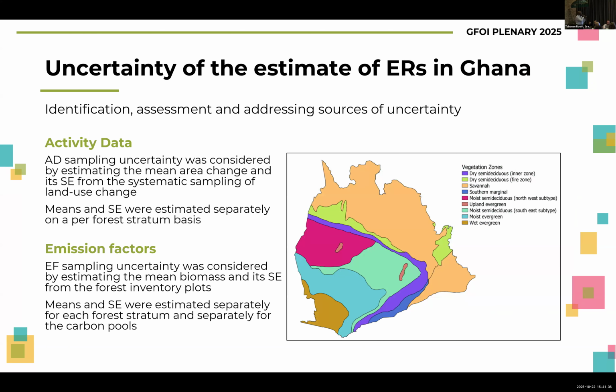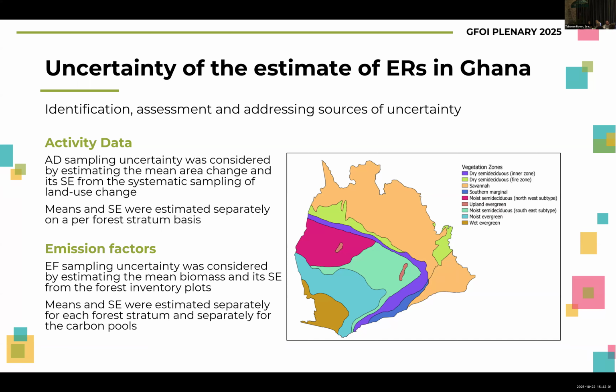This is the situation of Ghana. It's quite a complex one. We are doing four different vegetation zones here. So we have the activity data for the different vegetation zones. There are about 8 or 9 of them, as it were. And in each vegetation zone, we have what we call the closed forest and the open forest.